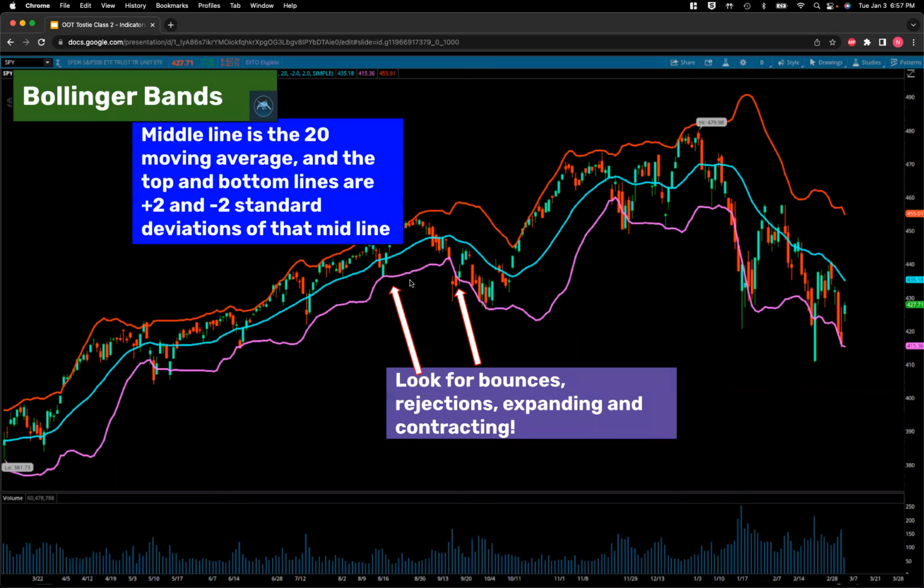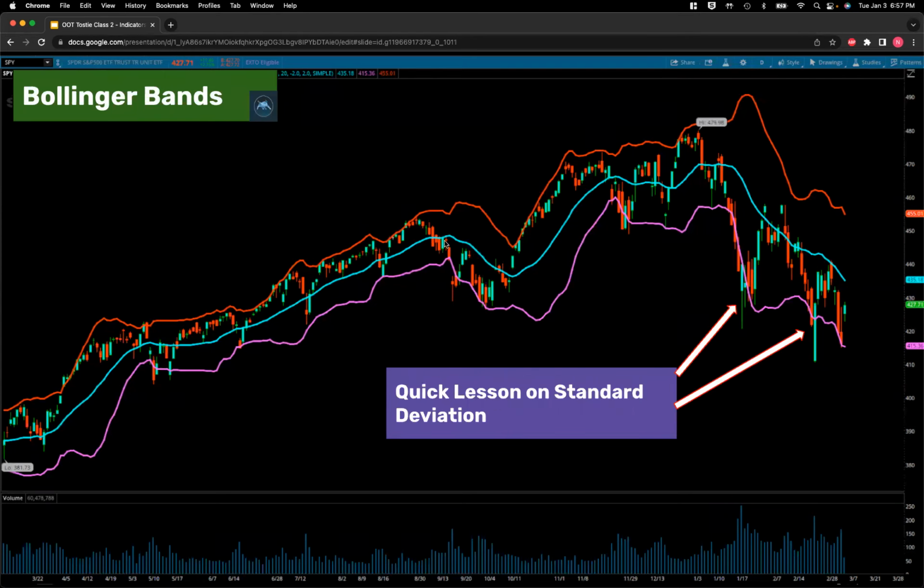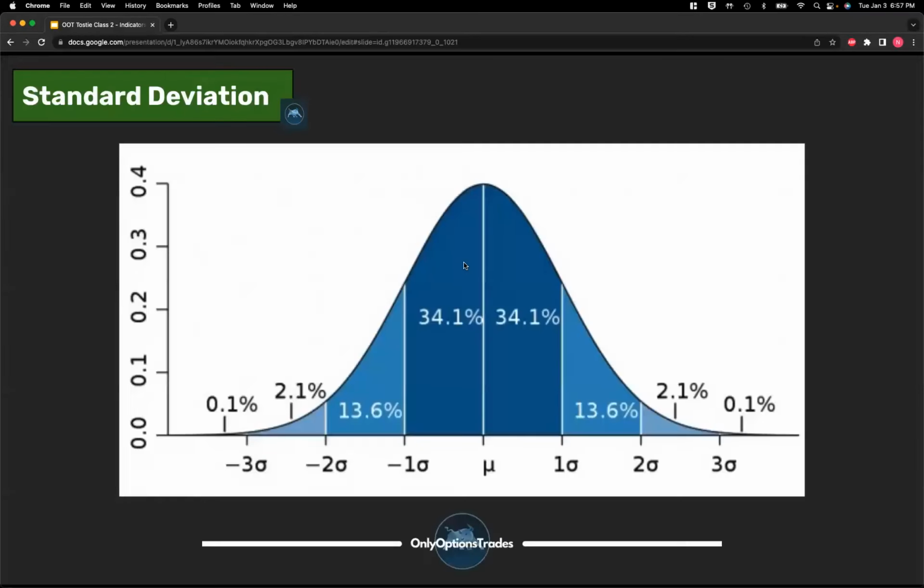Ultimately, with the Bollinger Bands, you want to use them similar to moving averages. You want to look for bounces at the lower Bollinger Band. You want to look for when the price breaches the lower Bollinger Band. You want to look for expansions and contractions. And the reason I'm going to give you in just a second. So I want to talk a little bit about standard deviation first.